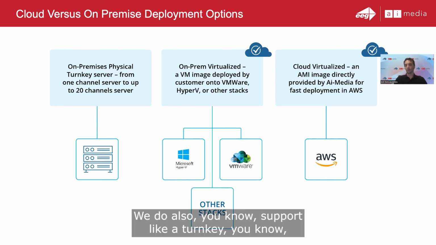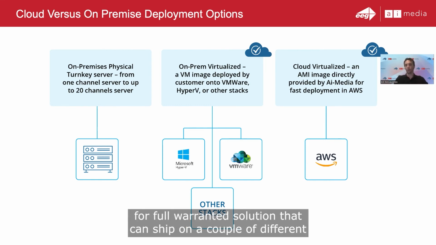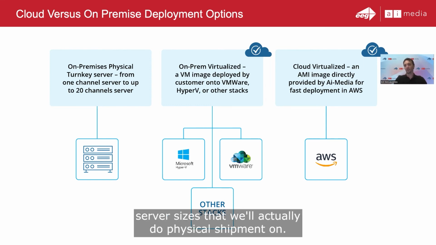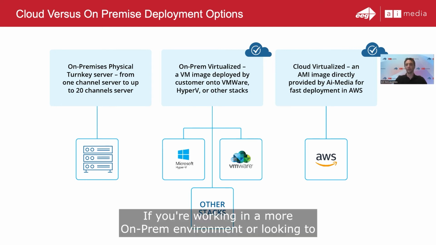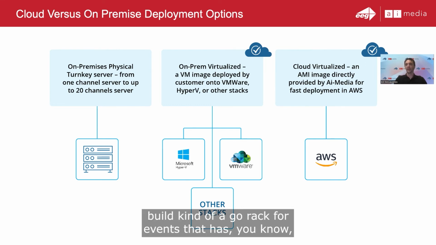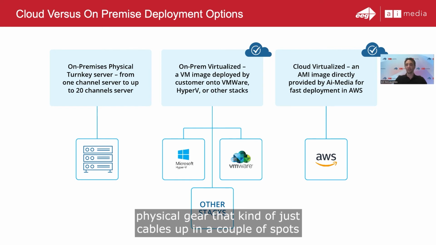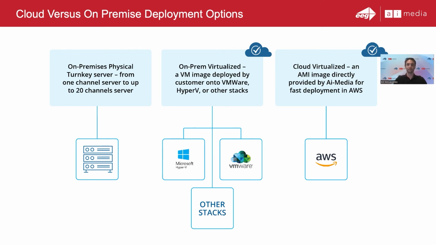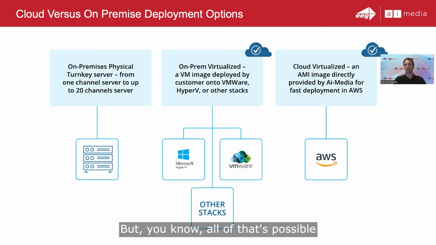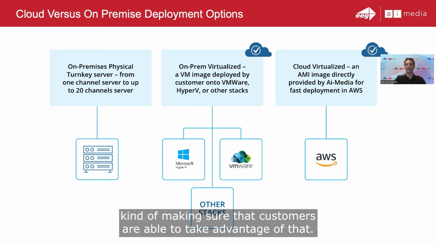We do also support a turnkey, fully warranted solution that can ship on a couple of different server sizes that we'll actually do physical shipment on, if you're working in a more on-prem environment or looking to build a go rack for events that has physical gear that just cables up in a couple of spots and is ready to go as it's moved from place to place. But all of that's possible with IP video, and we're dedicated to making sure that customers are able to take advantage of that.